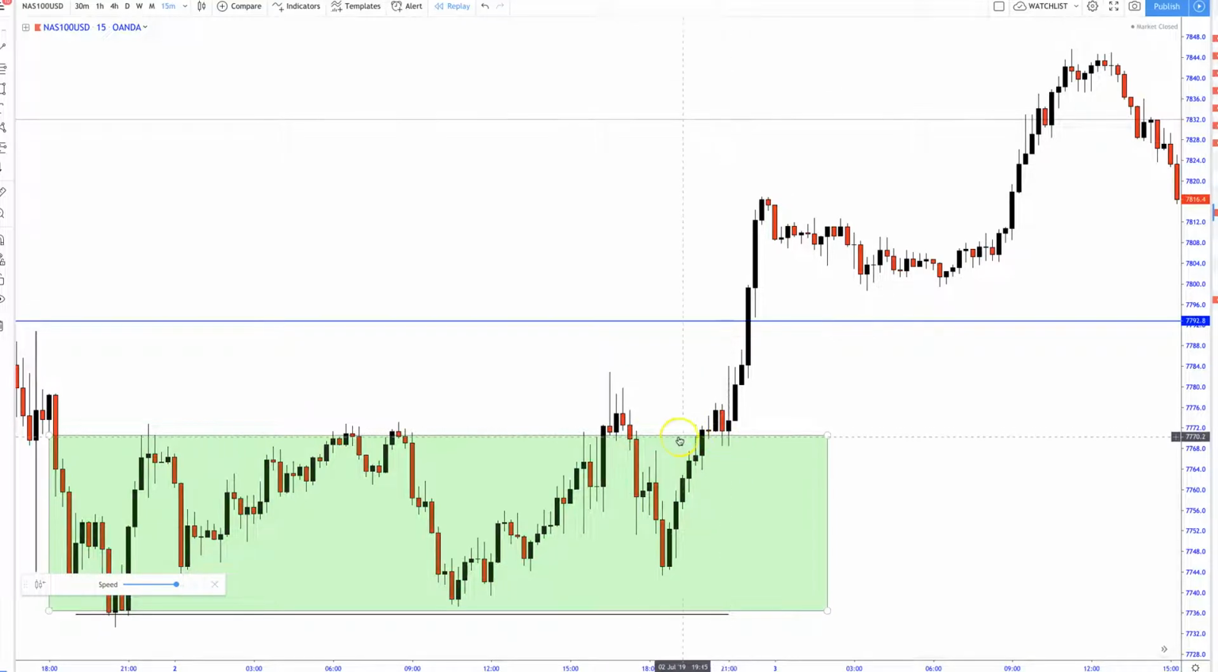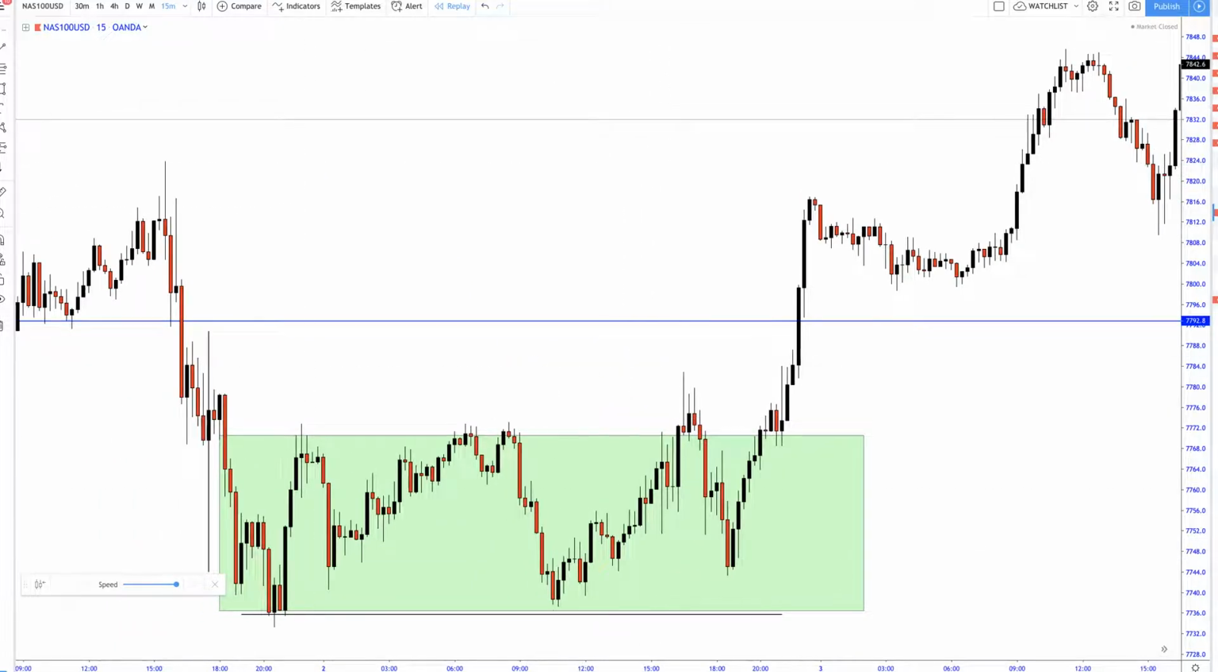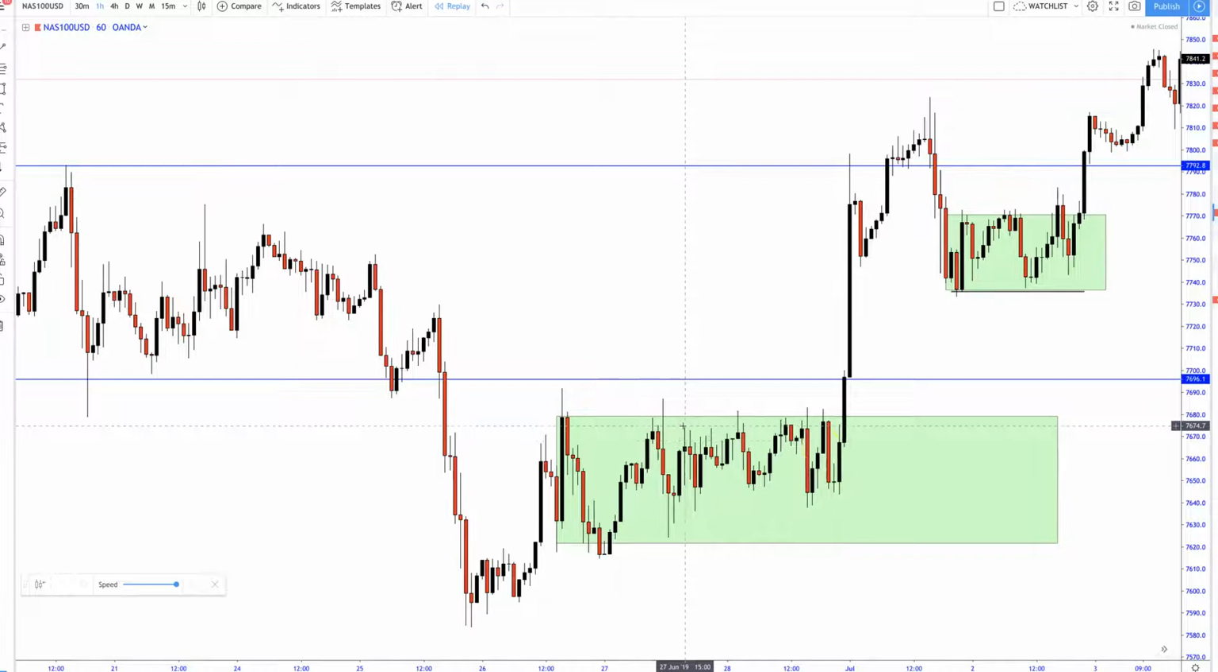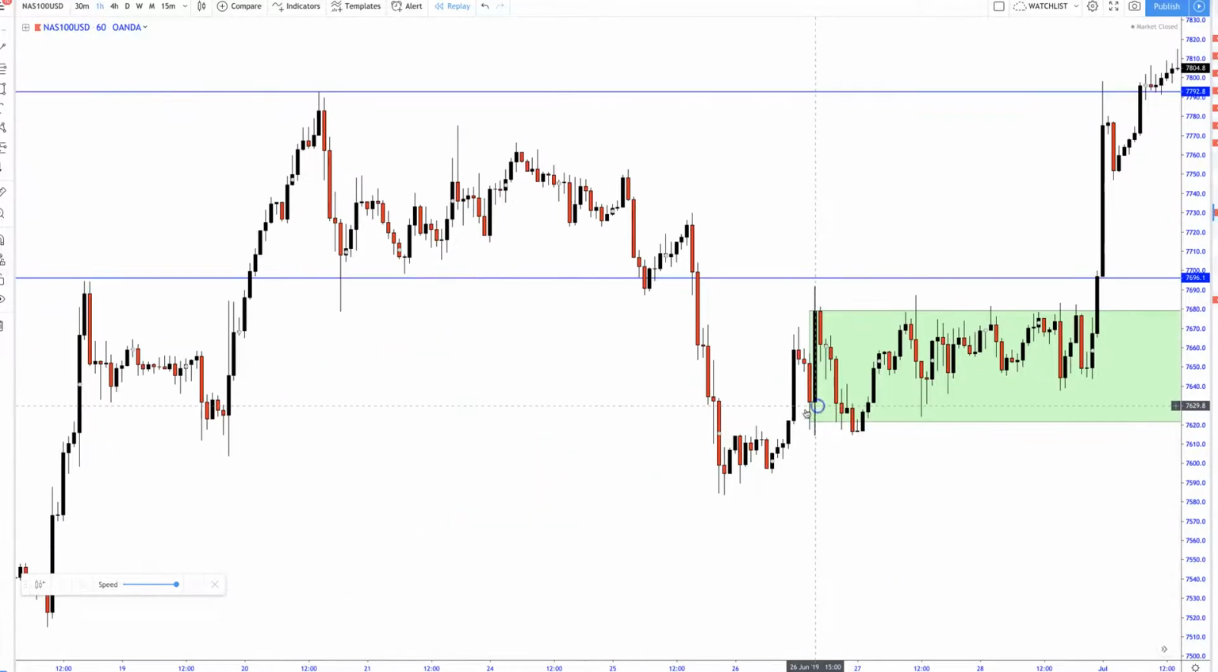1, 2, 3. 3 is the magic number. Buy, stop loss at 7767. Entry at 7773. 60 pip stop loss. Measure the breakout candle. We go back to the 1 hour. You measure the highest, so the highest the candle broke out. Over here in the consolidation period, that's the highest we went. And the lowest we went was over here.